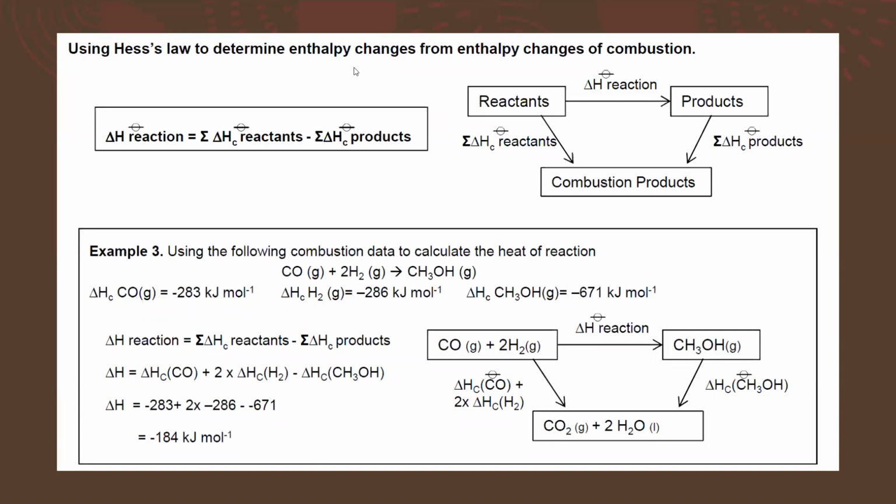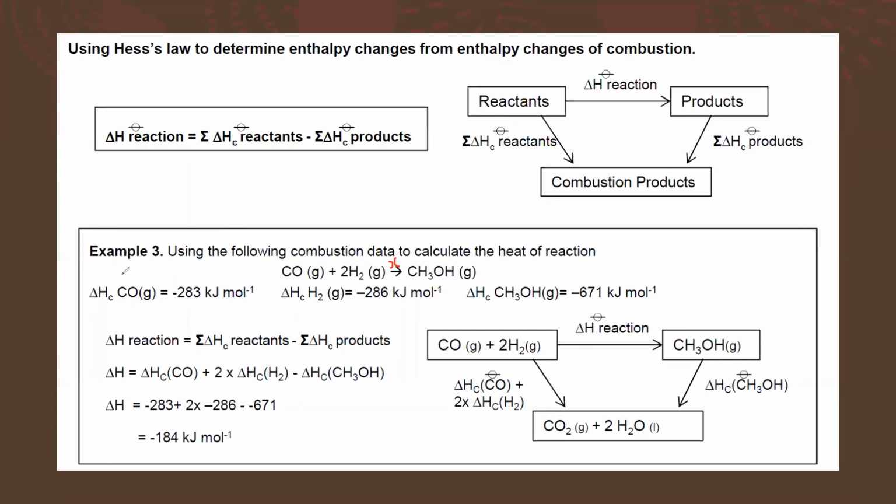So the same way we will solve here. The start of the cycle will be the reactant and the end of the cycle will be the combustion product. So whether route 1 or route 2, the overall energy change will be the same. So for example, using Hess law to determine the enthalpy change, you have carbon monoxide reacted with hydrogen to form methanol. The question is, use the following combustion data to calculate the heat of the reaction. We need this X.